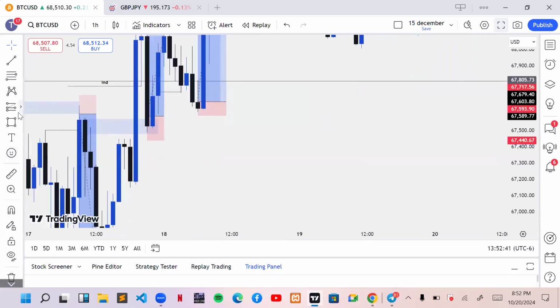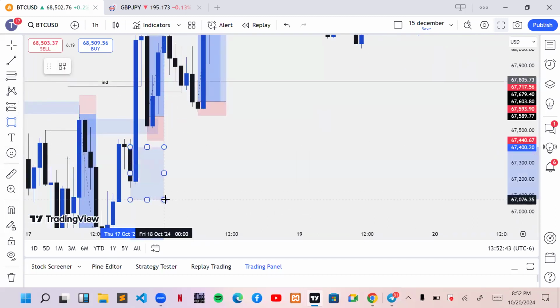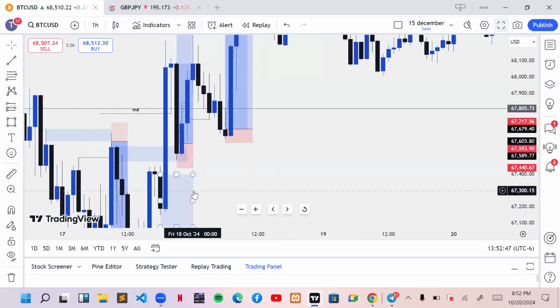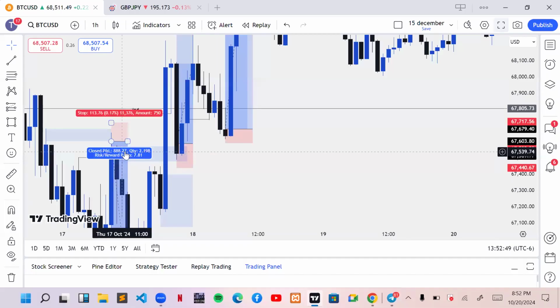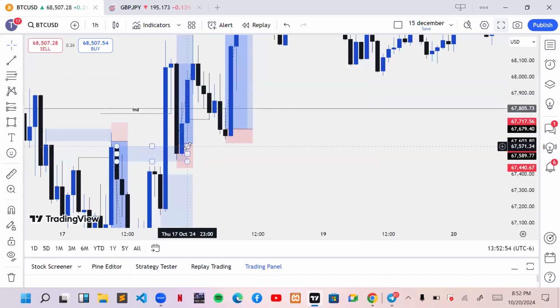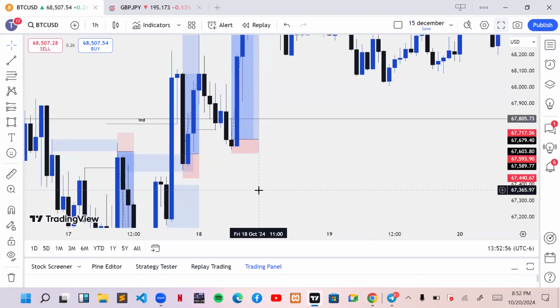There's another block down here, but at the same time, there's a breaker block up here. The reason I did not pick this other block as my entry was because this breaker block is closest to this inducement that the market made right here. That was why I took this trade from this breaker block.